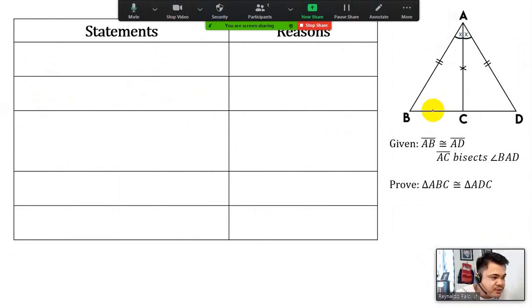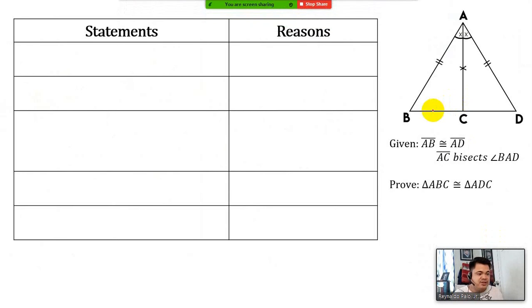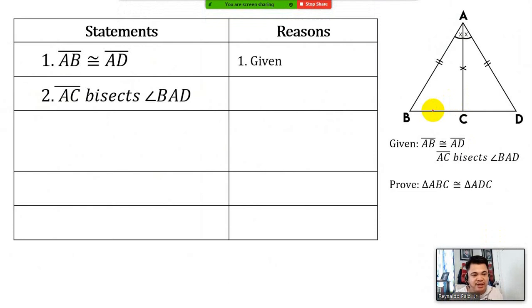Given segment AB is congruent to segment AD. The givens must be written under statements. The givens must be present. So segment AB is congruent to segment AD, that's a given. And of course, segment AC bisects angle BAD. Remember, we are talking about the side angle side postulate. So the first side is the first statement, and the reason is it is a given. Then segment AC bisects angle BAD, that's also a given. So we need A, we need S.